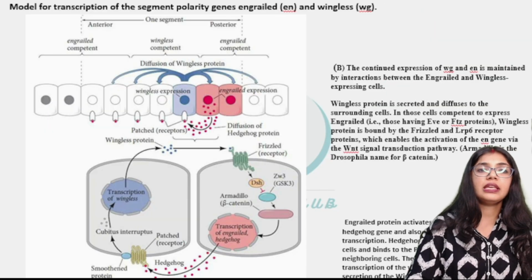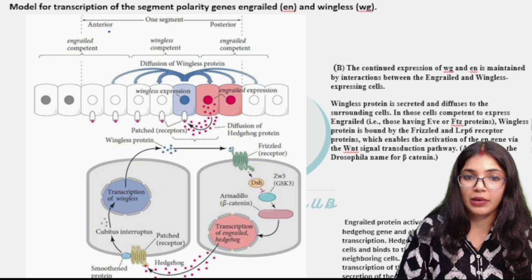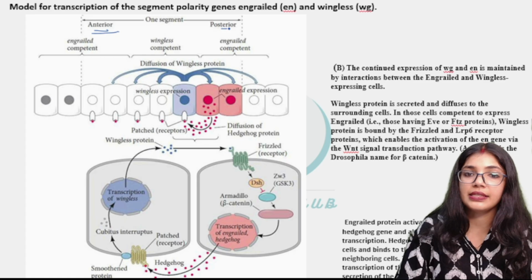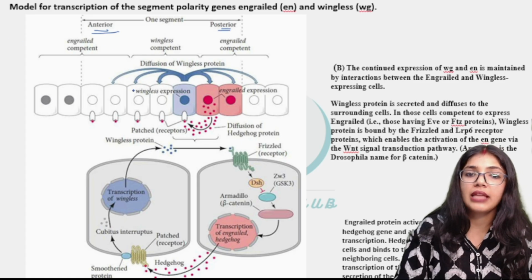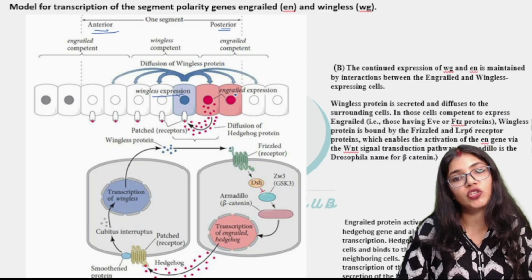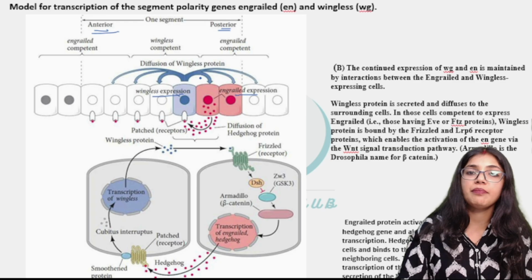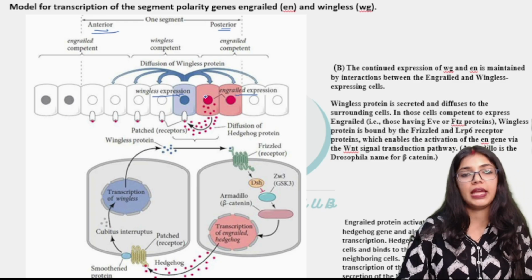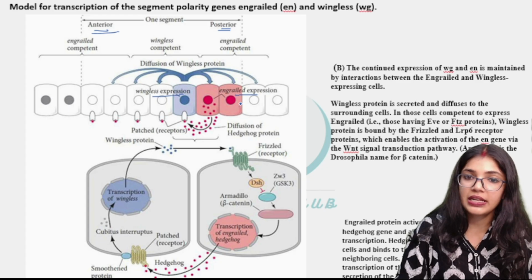Here this is the condition of one segment. This is the anterior portion and this is the posterior portion. In the anterior portion there is expression of a protein known as wingless, and in the posterior region there is expression of engrailed. This wingless protein can be diffusible. This red colored cell is the engrailed expression cell.